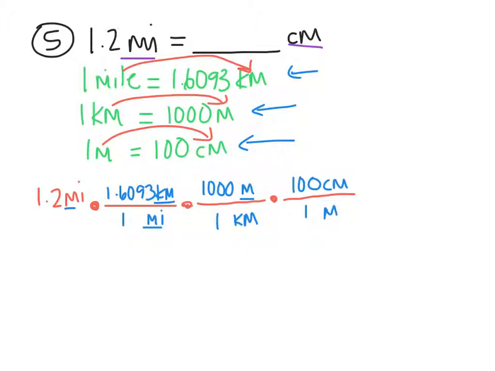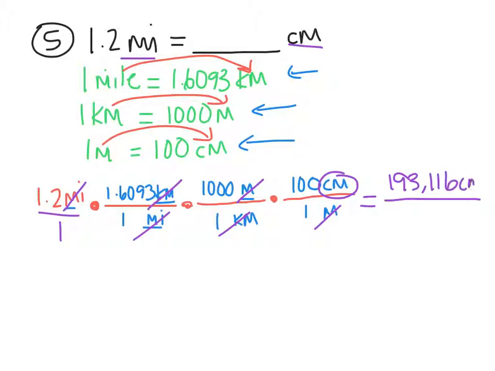All right, so now we're going to make this one a fraction, cancel our units, so the miles cancel, the kilometers cancel, and the meters cancel, so we're left with our centimeters, which is what we wanted. And now we're just going to multiply straight across. Okay, and again, you are allowed a calculator. So 1.2 times 1.6093 times 1,000 times 100 gives us 193,116 centimeters on the top.